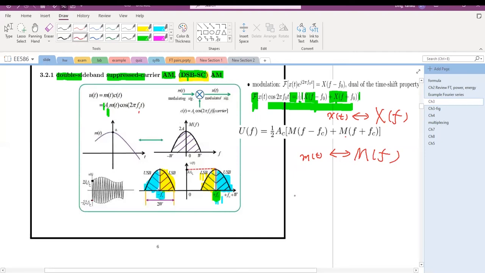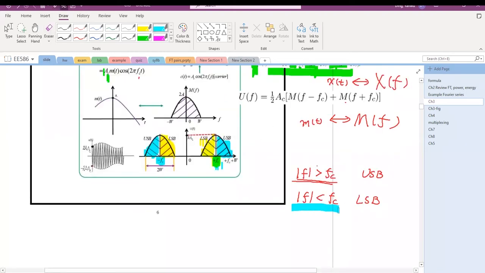If we write it in mathematical form, F should be greater than FC. This is an upper sideband, right? And for the absolute value of F less than FC, that will be the lower sideband. Let's look at this inequality here. Absolute value of F less than FC, what does it mean?